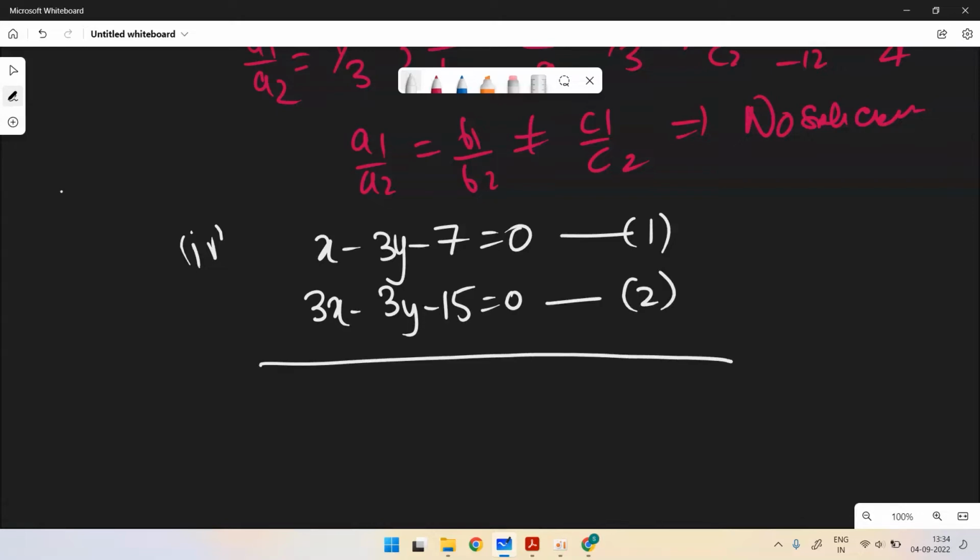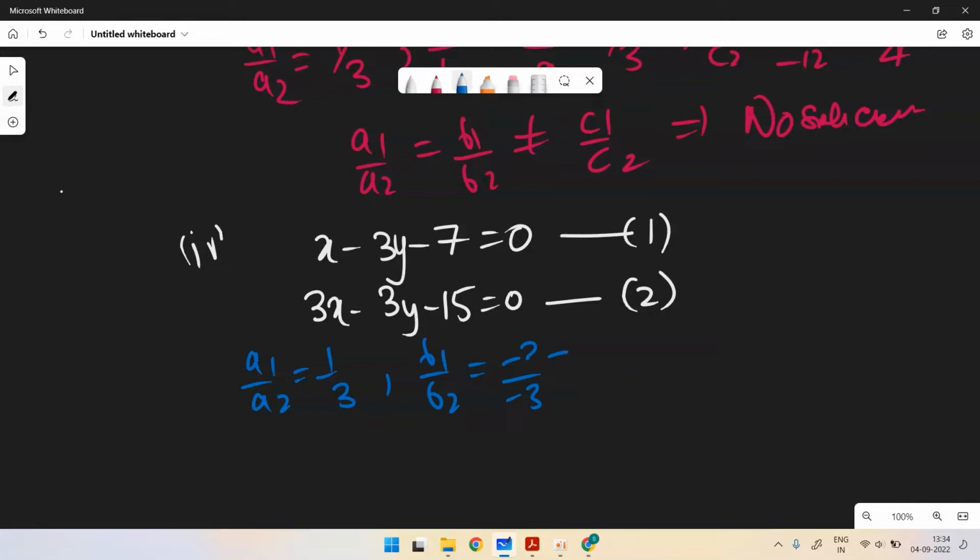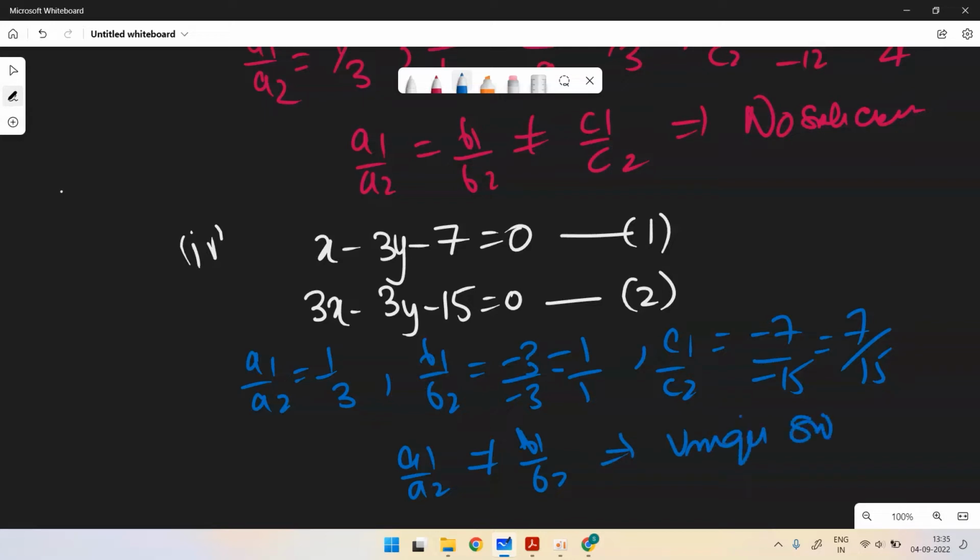So if you check this, a1 by a2 is nothing but 1 by 3, the coefficients of x. Then b1 by b2 is minus 3 by minus 3, which is 1. And c1 by c2 is minus 7 by minus 15, which is 7 by 15. So here a1 by a2 is not equal to b1 by b2, which implies a unique solution exists for this pair of equations.